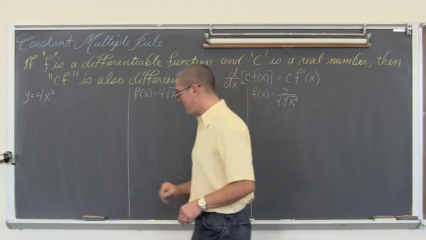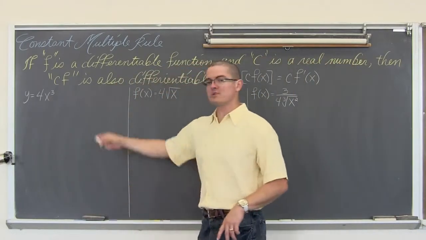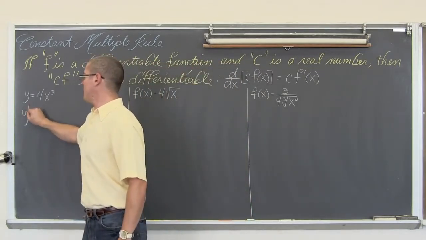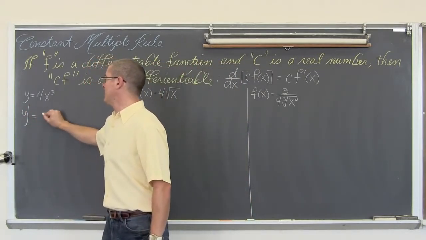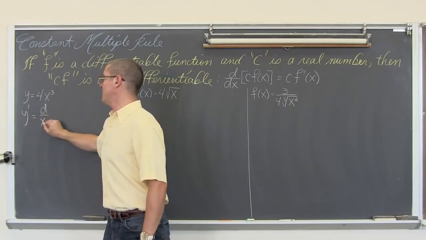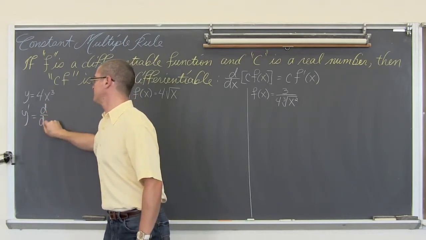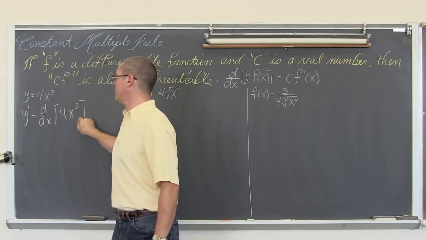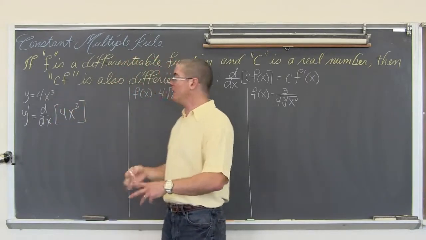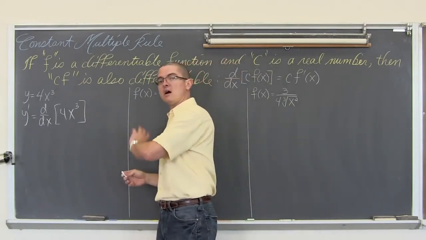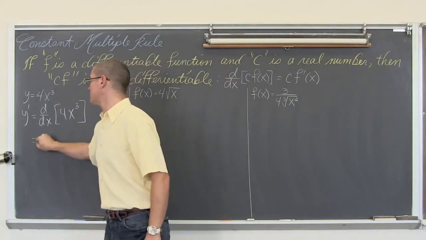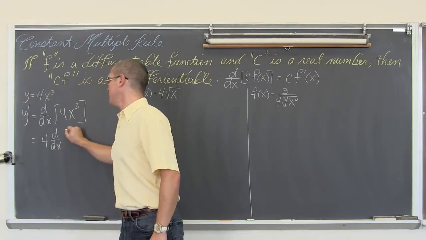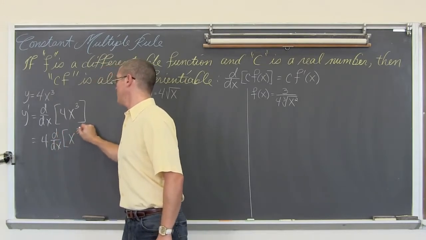We have y equals 4x to the third, so you don't always have to use function notation. And y prime is going to be equal to the derivative with respect to x of 4x to the third. Well, the 4 is a constant multiple, so this rule says I can pull that constant out front, so it's equal to 4 times the derivative with respect to x of x cubed.